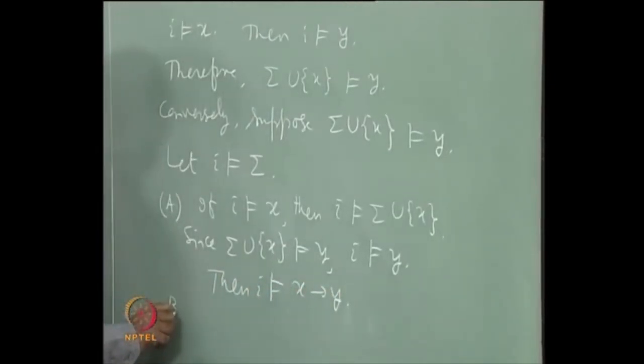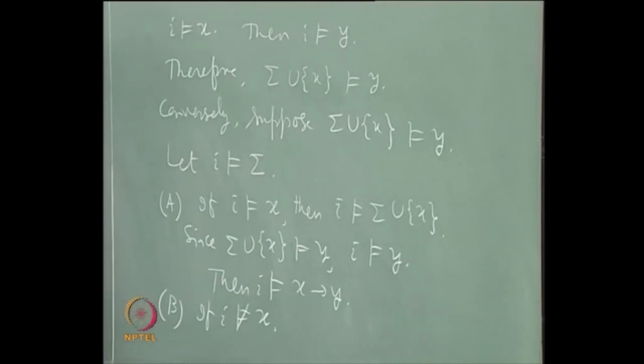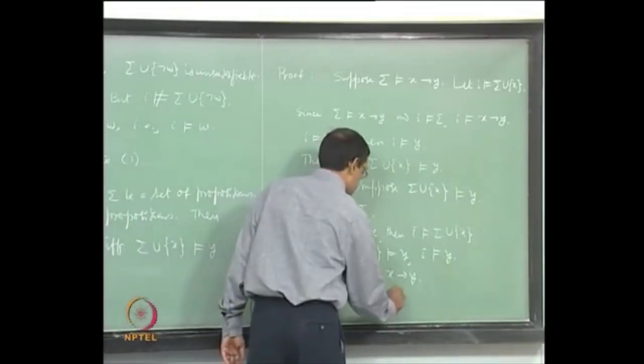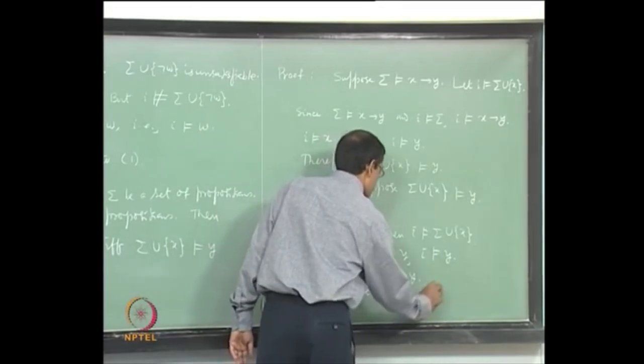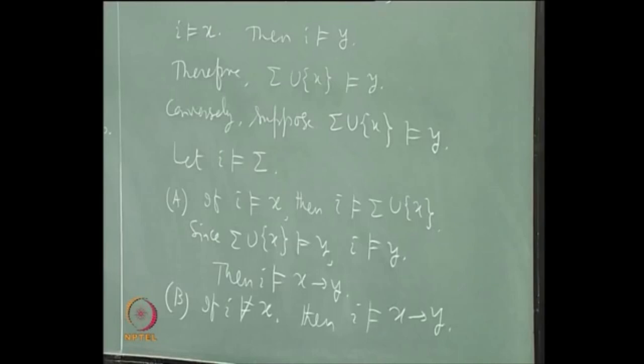What about the second case? If I is not a model of x, then clearly I is a model of x implies y, because I of x equal to 0, so I of x implies y has to be 1. So there ends the proof.